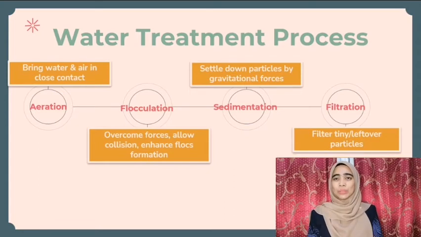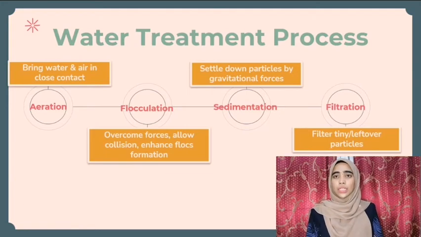Flocs formed will then be settled in the sedimentation tank. Sedimentation is a process that helps to settle down the particles by the gravitational force. Tiny particles will be removed at the filtration process. In addition, filtration helps to remove colloidal clays and colored metals. Treated water will be stored in the treated water tank before it is distributed to Langkawi.